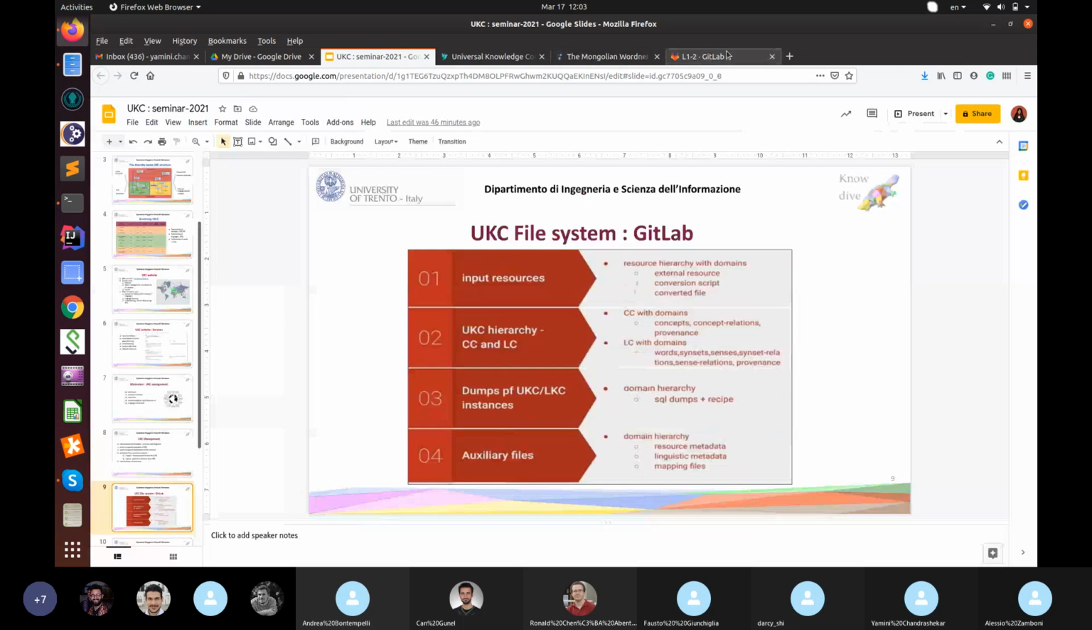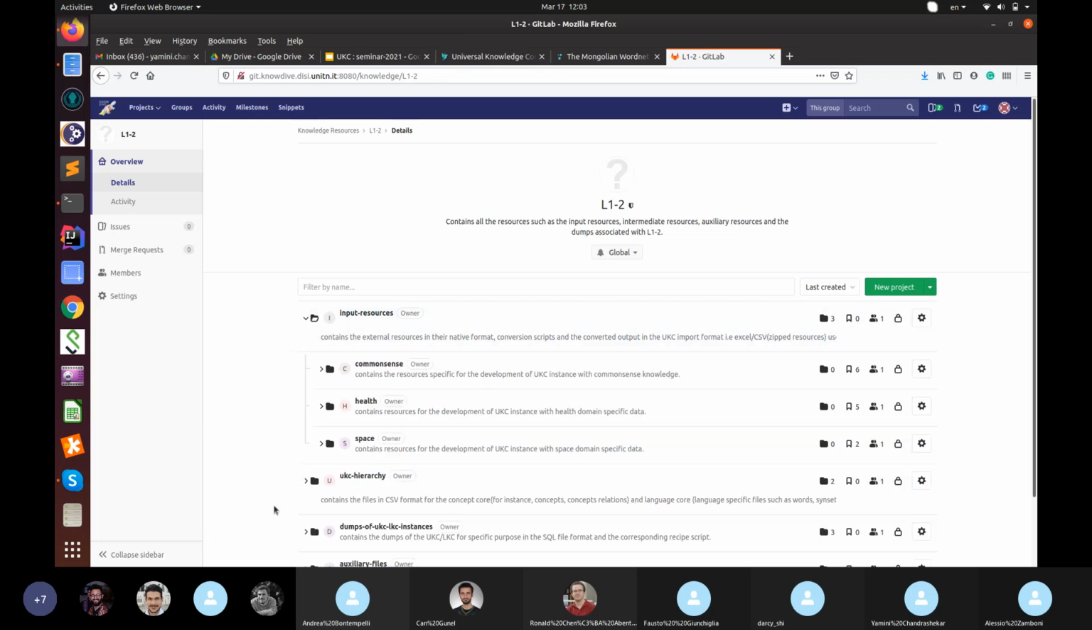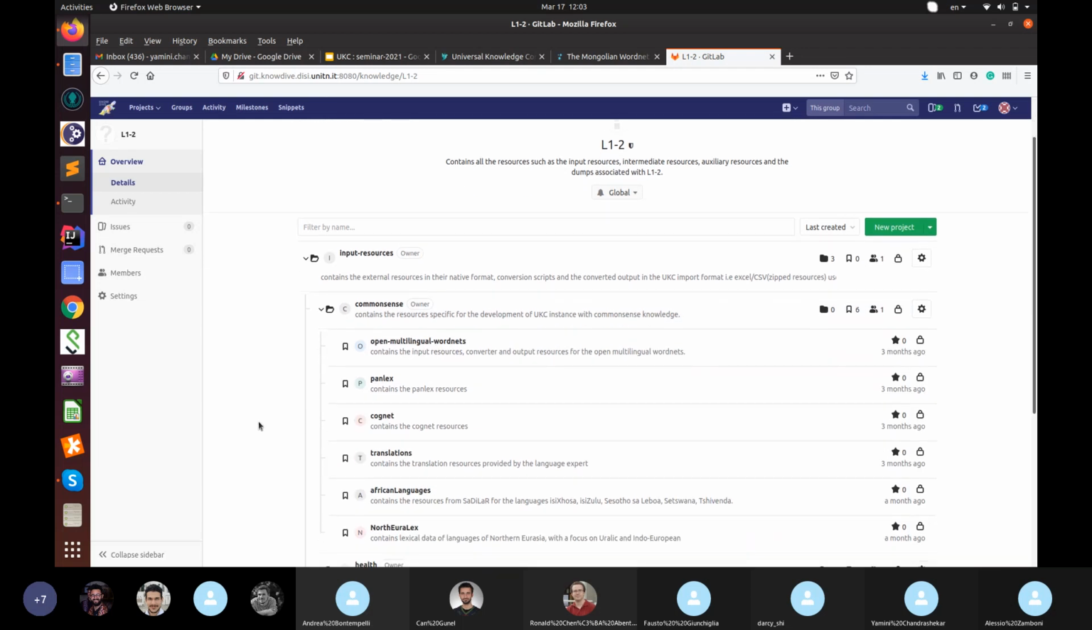To have a better understanding, we would now look at the GitLab structure of these resources. As I mentioned in the diagram, here we have four layers in the hierarchical structure. The first one is the input resources. It is not yet completed, but the idea is to have a project for each such resource in its original format, and also a script which would enable us to convert it into the format that can be utilized further for the UKC.